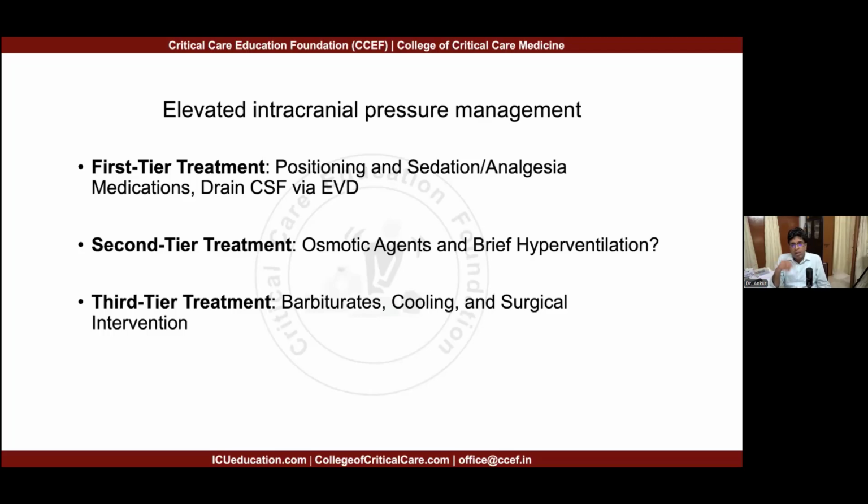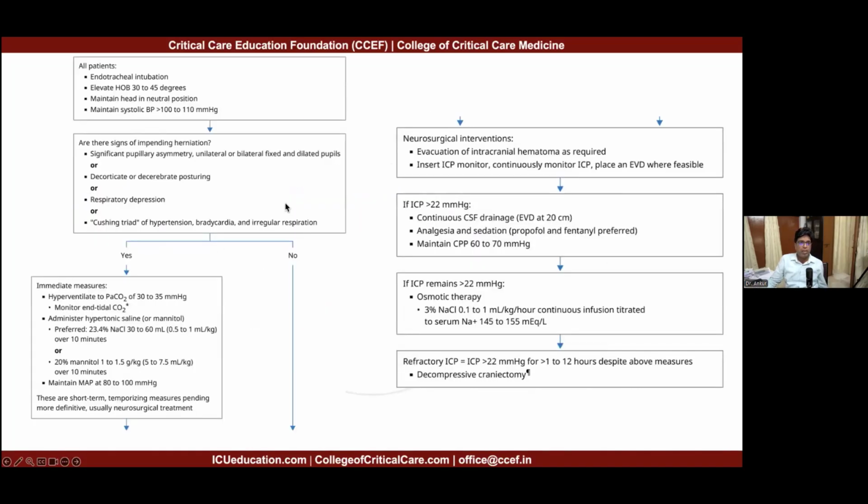And if all these fail, then you have the role of surgical intervention, whether evacuation of the hematoma or decompressive craniotomy. So these are the things you need to try. So optimize the patient physiologically, then monitor and continue monitoring ICP. And once you have monitored ICP, you have tier 1, tier 2, and tier 3 things. So this is a small algorithm, just a quick go through.